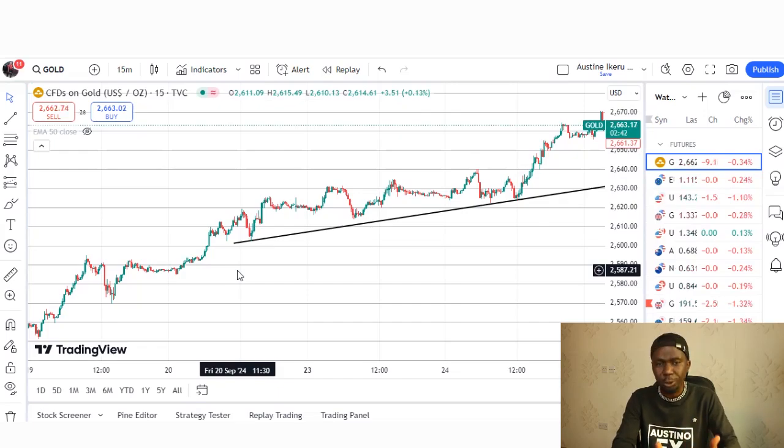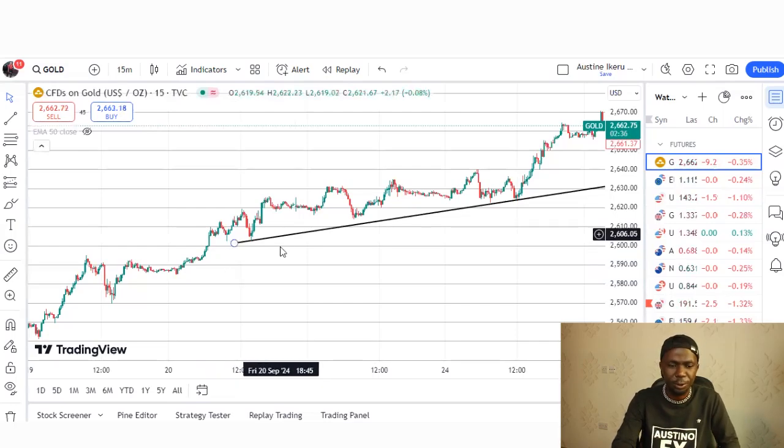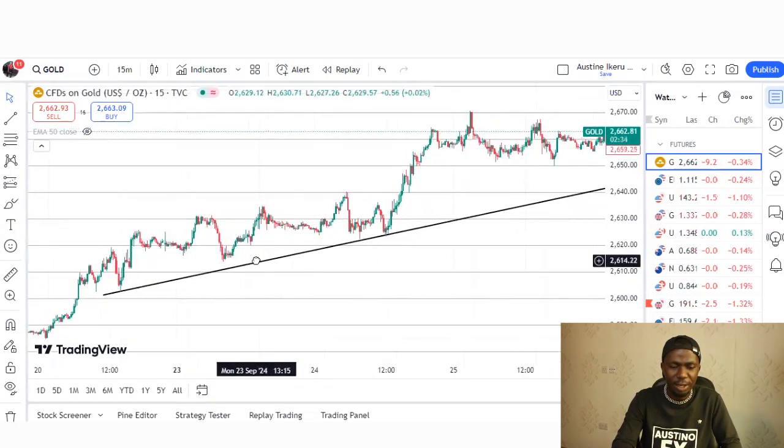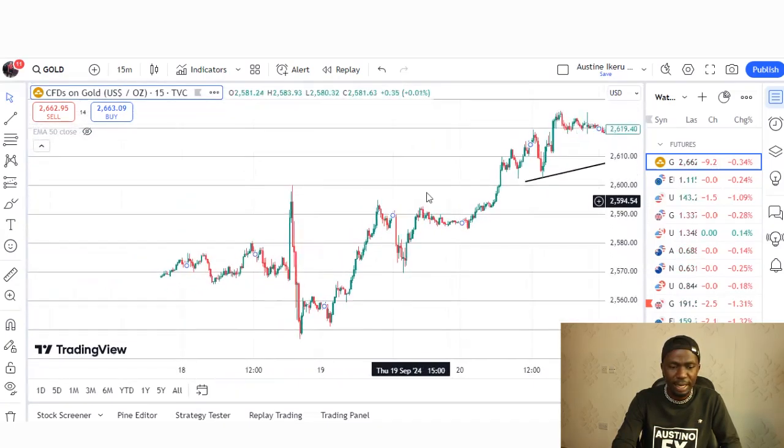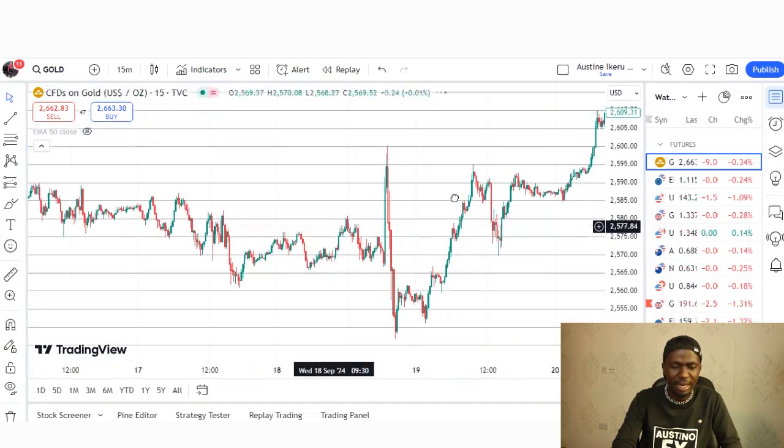So you only use a trend line when the market is in an uptrend or downtrend. That is if the market is trending. That is when you make use of the trend line. But if the market is in a range, you can simply make use of the horizontal line. That is if the market is clearly in a range.